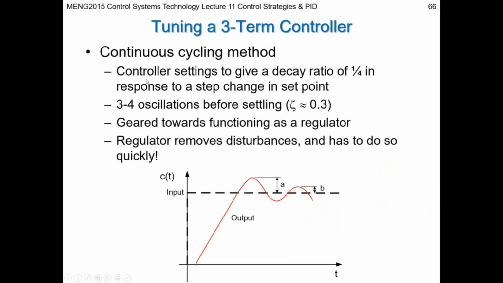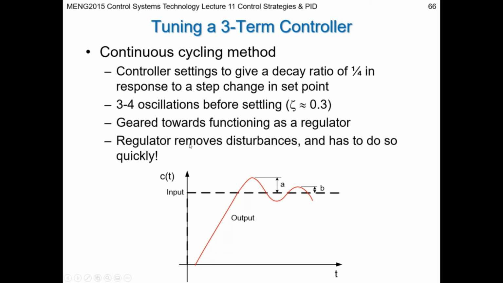Like I said, if you use your continuous cycling method, the settings you get that we just got for my assumed numbers will give this sort of quarter decay ratio. So that means the amplitude of our second oscillation B is going to be 1/4 of the amplitude of our first oscillation A. And that gives about 3 or 4 oscillations before settling, and a zeta damping ratio of about 0.3.